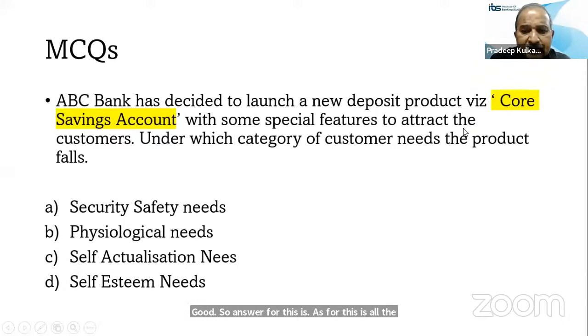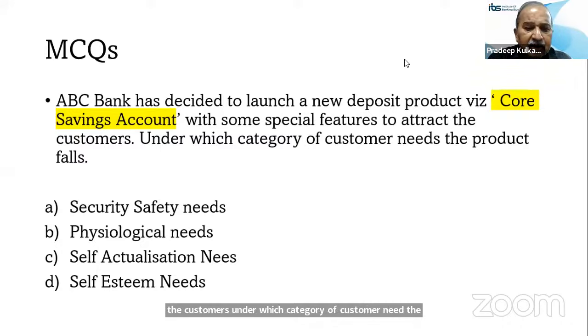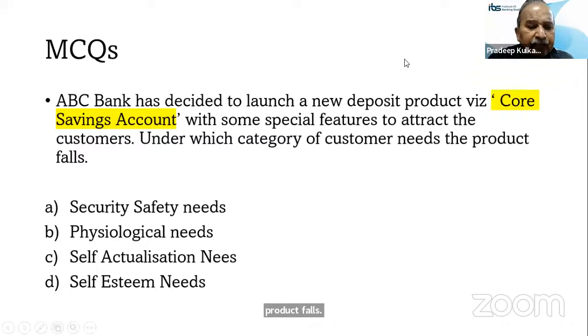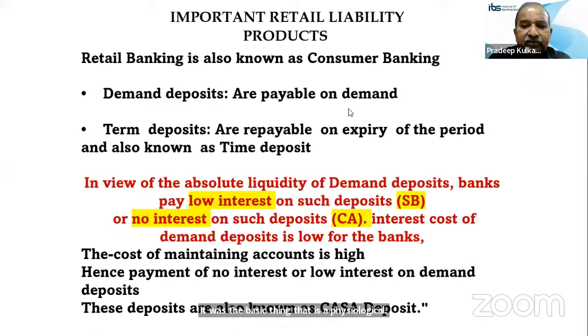Then ABC Bank has decided to launch a new deposit product, core saving account, with some special features to attract the customers. Under which category of customer need does the product fall? Which category does it fall in? It falls in the basic thing, that is physiological needs. Then next, I think we can move on to this topic in a very slow way.